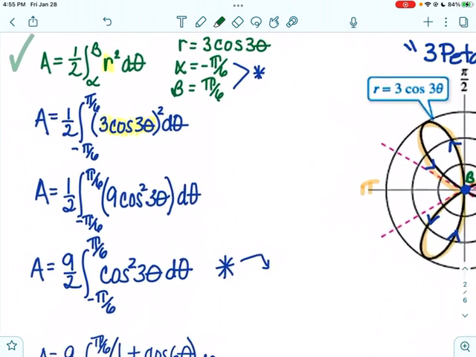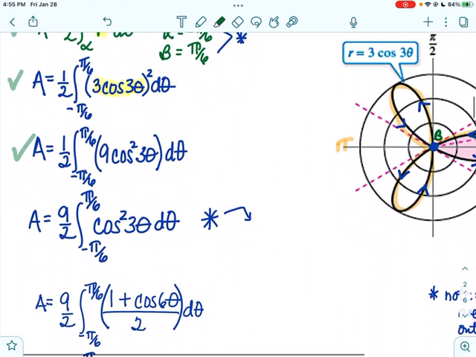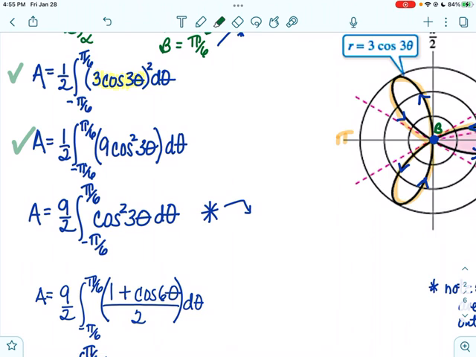So I then set up my integral. I put my r value in. So 3 cosine 3 theta, I'm going to square that. I've got negative pi over 6 to pi over 6 for my alpha and beta. Then I square the 3 cosine 3 theta. That gives me 9 cosine squared 3 theta. Then I'm going to pull the 9 out front.